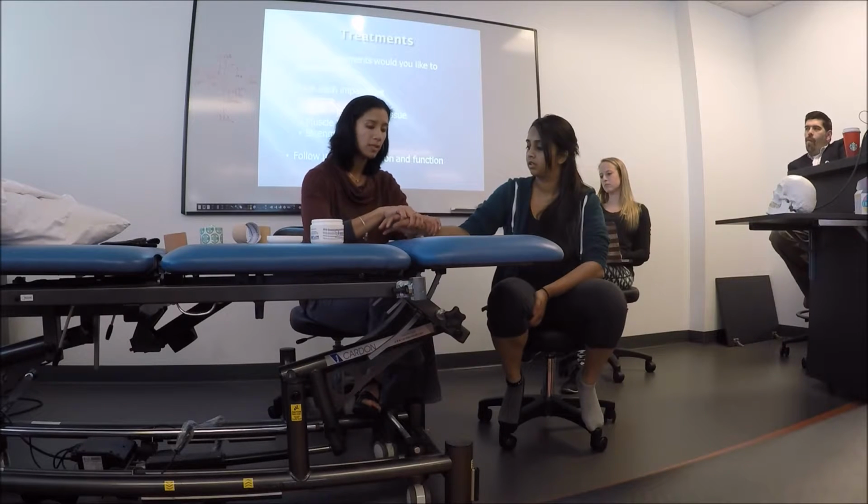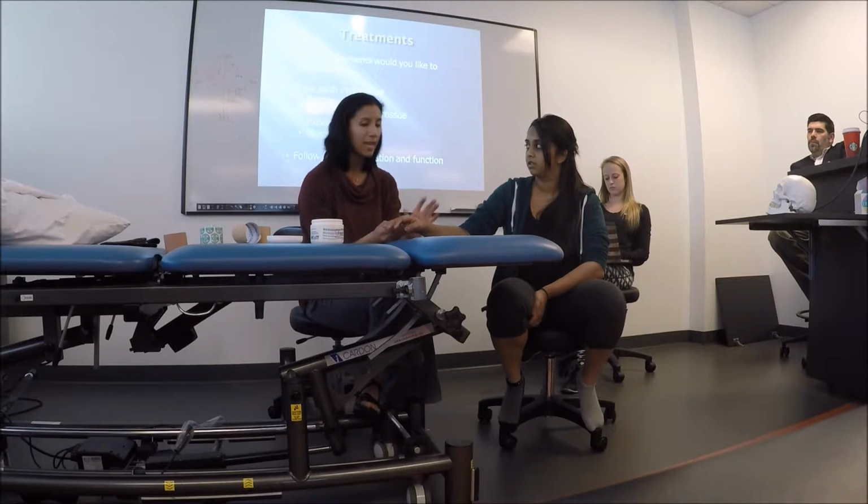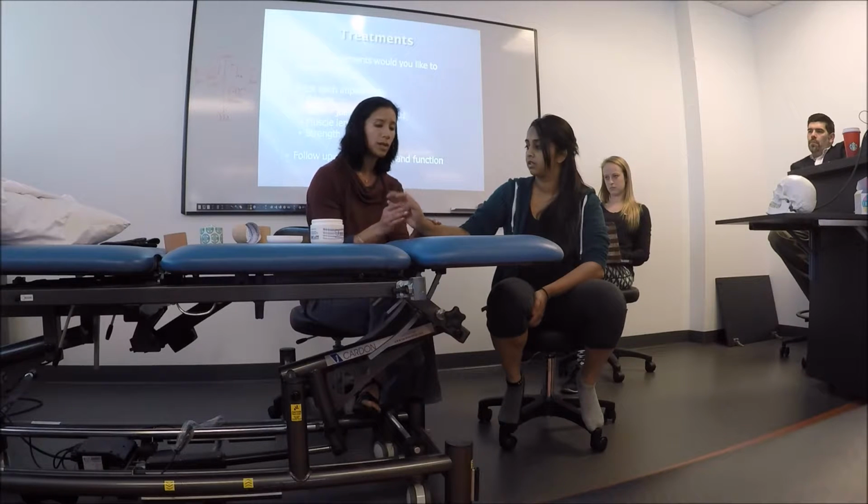I do some joint accessory. I recheck, she's gained some passive range. Now I say, I want you to help me do this motion, and then I'm going to give you just a little overpressure at the end. I'm going to do this about 5 times. So I'm kind of 80-20, she's doing most of the work, and I'm just giving a little bit of help at the end and giving a little overpressure.